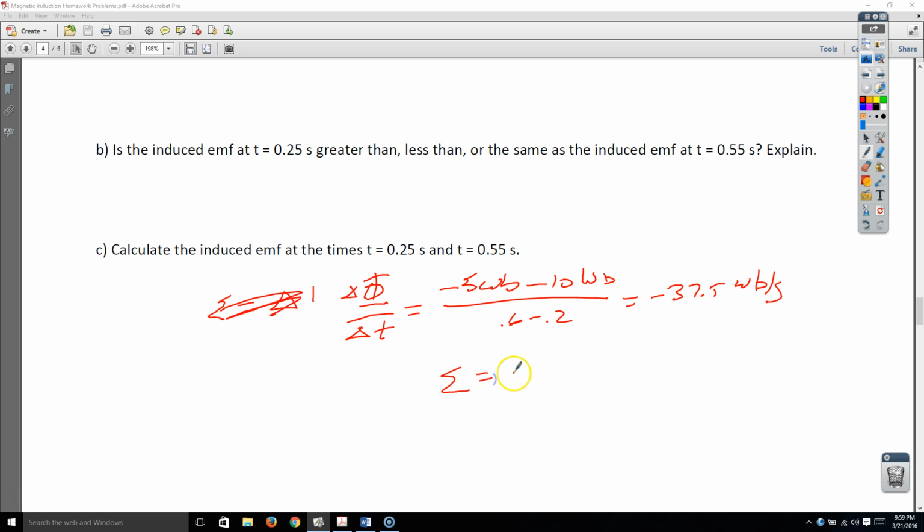E then is equal to -N times that change in flux over the change in time. I guess we could have put that in here also. So that's -1 times -37.5. And we end up with our answer that we got earlier, which is 0.04 kilovolts. Now you kind of see where the negatives go and why that becomes a positive value.